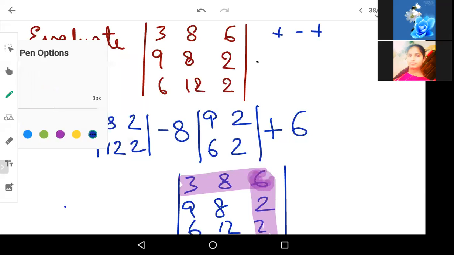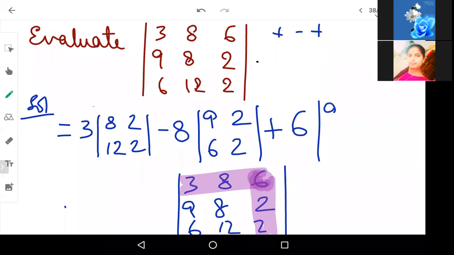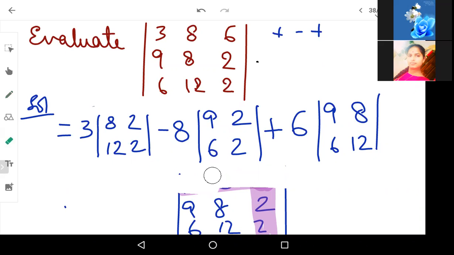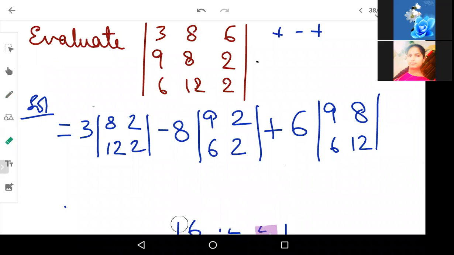Yes, right. So, the minor will be 9, 8, 6 and 12. So, we have got the actual calculation part. Now, what is required is just simplification. Okay. So, let us start simplifying it.